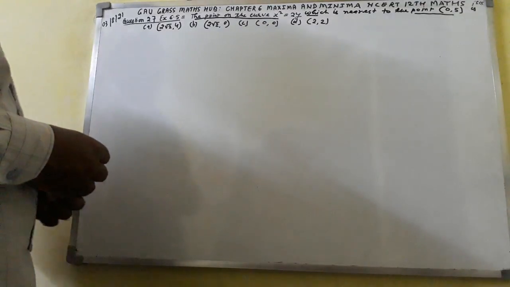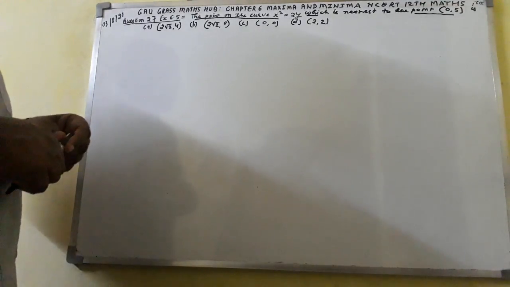I shall explain question number 27 that has been taken from exercise 6.5, chapter 6, Maxima and Minima of NCERT 12 Mathematics. The question is: the point on the curve x square equal to 2y which is nearest to the point (0, 5) is A) (2√2, 4), B) (2√2, 0), C) (0, 0), D) (2, 2). This is the question about which I am going to discuss here. Here I shall write the solution.